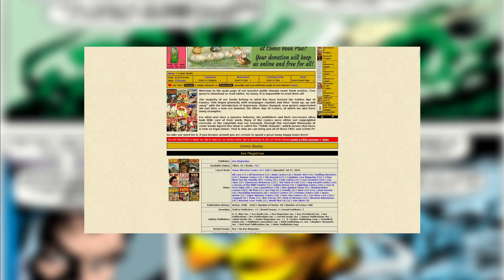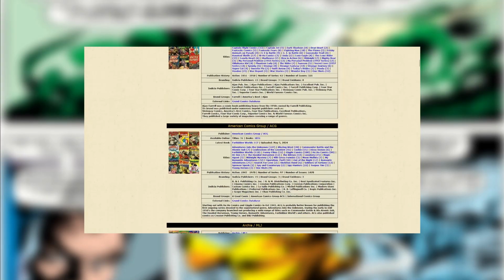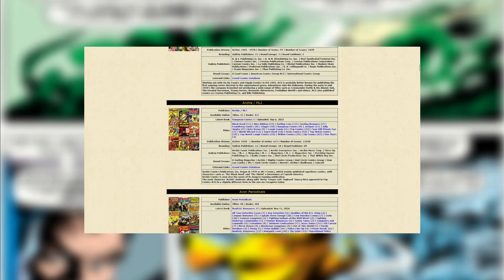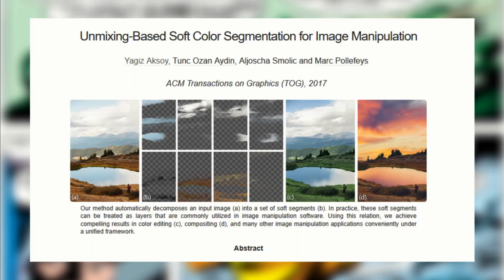We collect a large dataset of scans of old comic books and their digital versions. The vast dataset spans the entire history of comic books from the very early days of the Golden Age right up to the past few years. We utilize an extension of the mixing-based soft color segmentation method to decompose each panel into a series of layers and associated opacity maps. Upon closer inspection, the alpha maps of some of these layers reveal the underlying dot patterns.